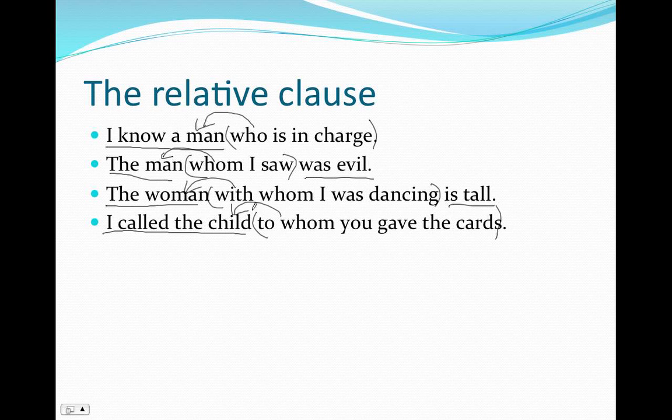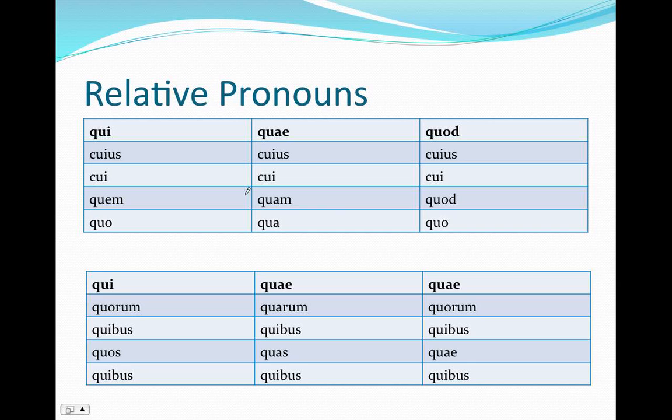It's the relative clause. Now, the one thing you should notice about these last two is that they don't start necessarily with a who, whose, or whom, but instead with the preposition. So with whom, to whom. Right, and you can probably already guess that with whom would be cum plus the ablative. To whom you gave the cards would be a dative, and so on.